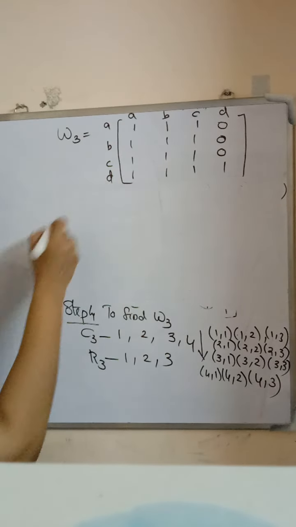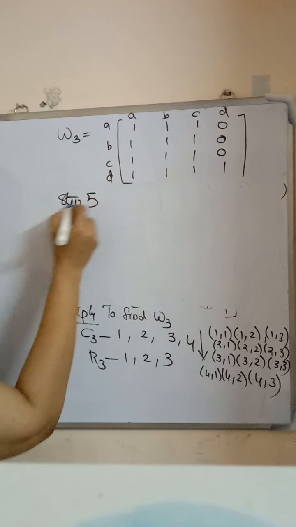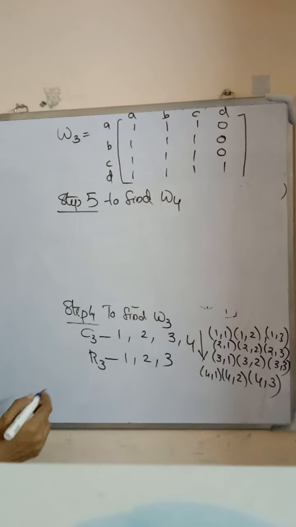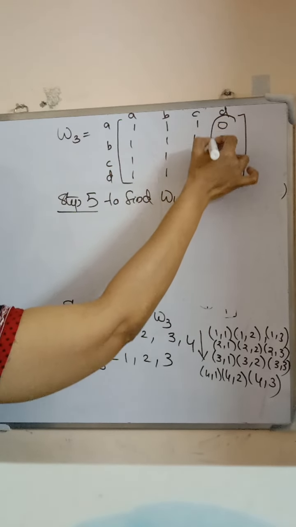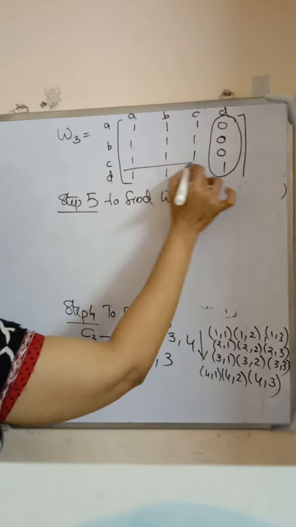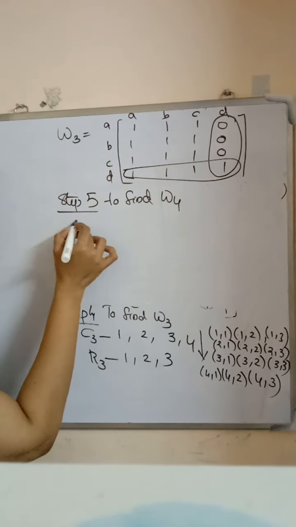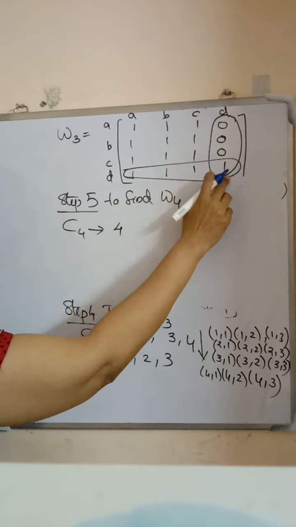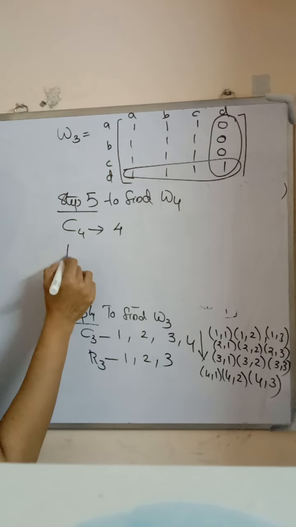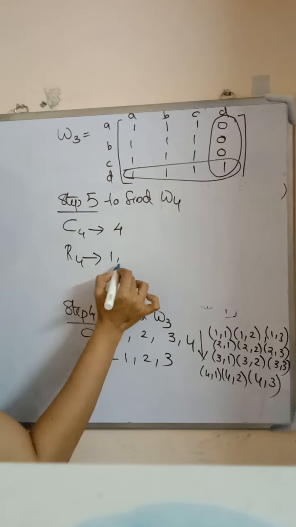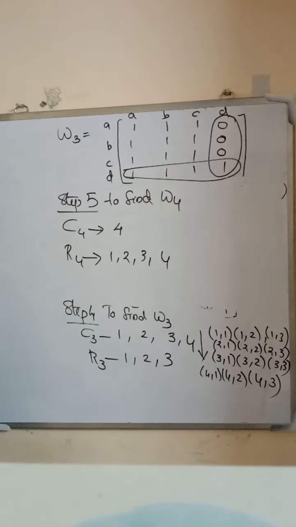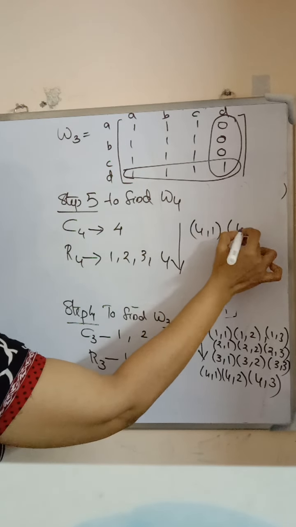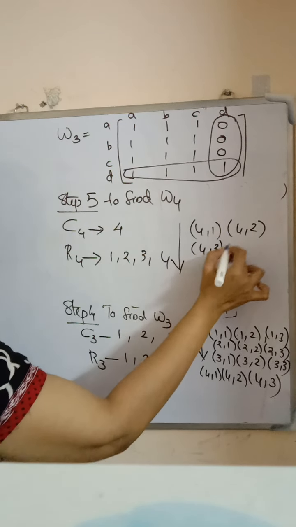To find step 5, to find W4, we choose the column 4 and row 4. In column 4, the position of 1 is 4th position. In 4th position, we get 1. And in R4, first, second, third, 4th positions are 1s. So the new positions are 4 1, 4 2, 4 3 and 4 4.